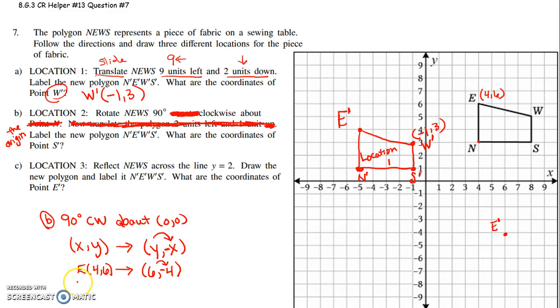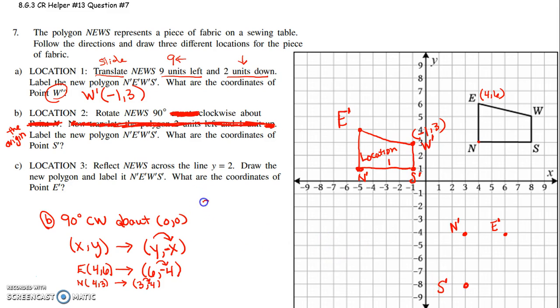If I was going to continue on and I wanted to do N, the original N was (4, 3). So the new N, first reverse, arrow, change the sign, so it would be (3, -4). Label that N prime. I could do the same for S and W, or I could just realize I'm swinging down. So from N, I go down 1, 2, 3, 4. This must be S prime.